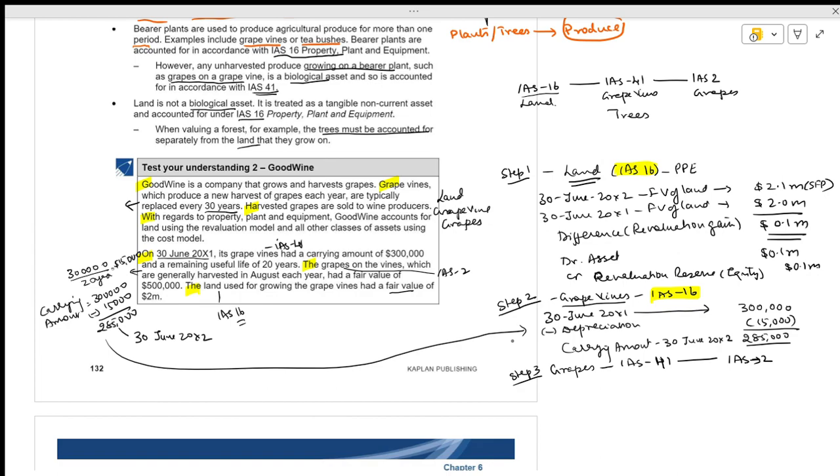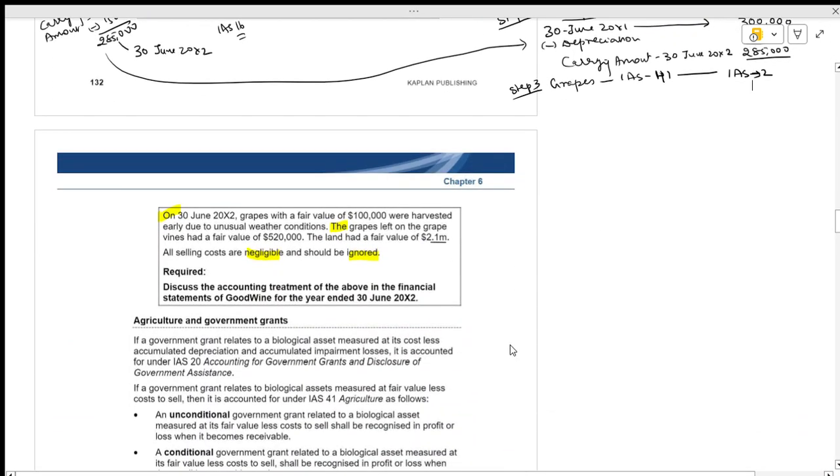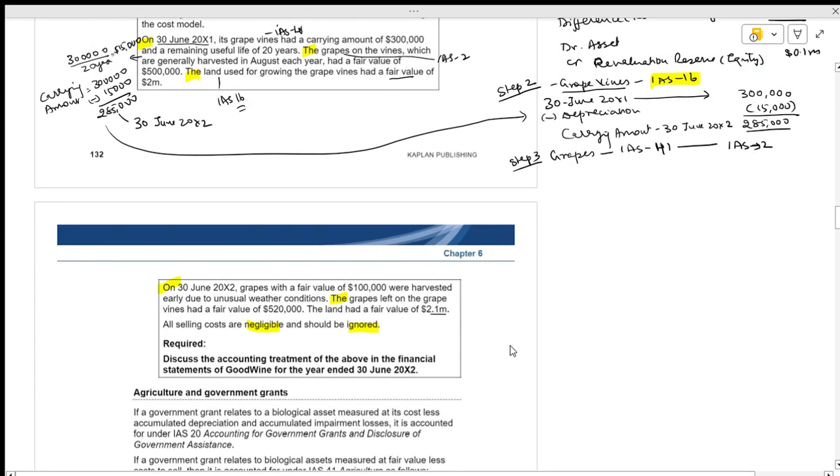Now what they have mentioned is that the grapes left on the grapevines have a fair value on 30th June 2002. The inventory, how much will it be? The grapes on the grapevines are 520. The grapes left on the grapevine are 520.